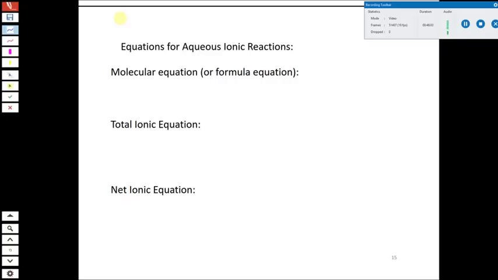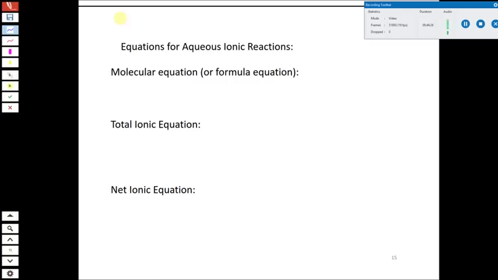So once we can identify reactants, products, and precipitates in a precipitation type reaction, there are a few different ways that we can write the chemical equation. For ionic reactions in general, or any reaction that occurs in solution, there are 3 ways to write the chemical equation, and we would expect you to be able to do all 3 of these. Depending on the context, some are more useful than others.